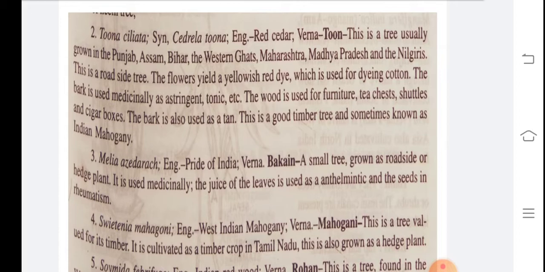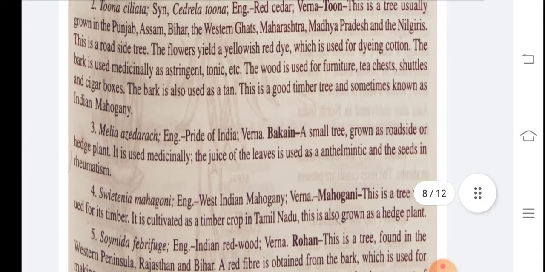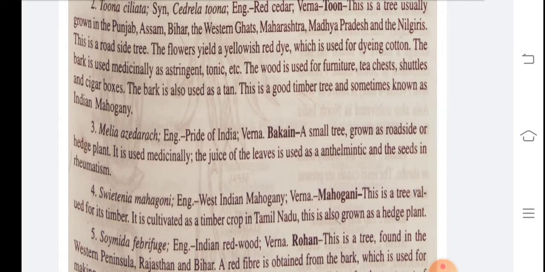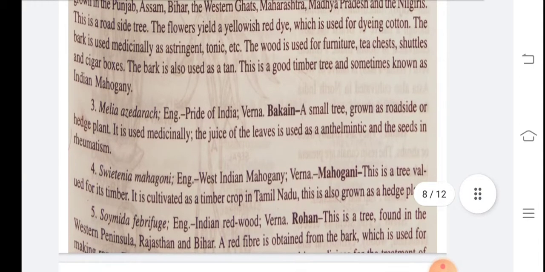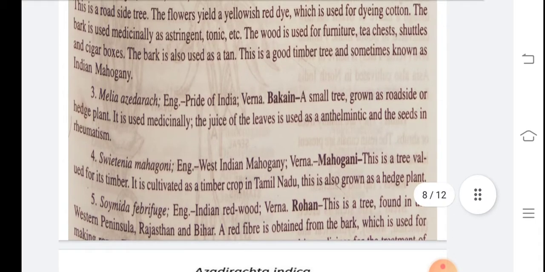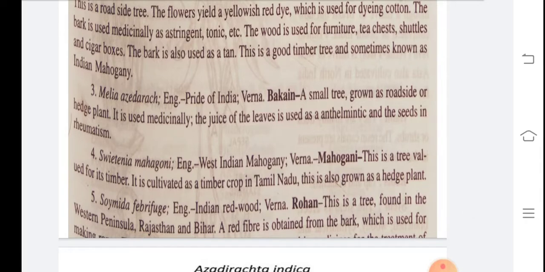Then Melia azedarach, Bakain Lim. In English it is called pride of India. It is planted along the roadside, as a hedge plant, or medicinally important. It has a good killing property for worms in the stomach, or anthelmintic, and the seeds are used in rheumatism. Rheumatism, that is the sandhivat. There is a pain in the joints of hands and legs, so it is called rheumatism.